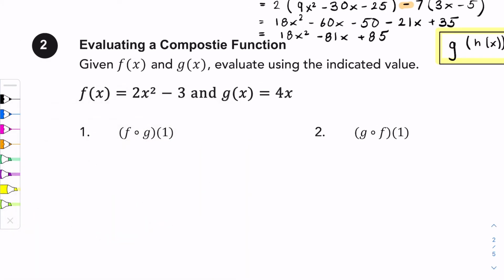Next, we're going to evaluate composite functions. For these examples, we're going to use f of x that's equal to 2 times x squared minus 3, and g of x is equal to 4x. Number 1 is telling us to find f of g of 1.